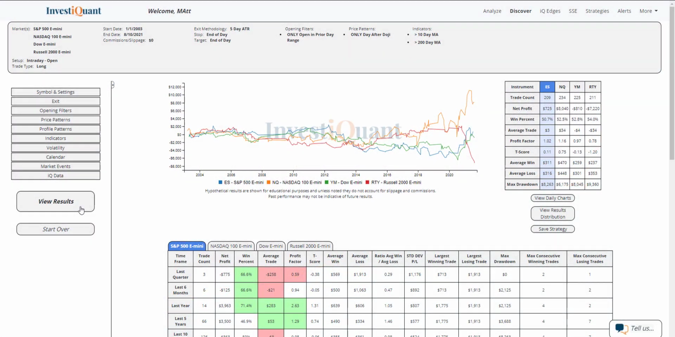And here we go. These are the results based upon entering the market long at 9:30 a.m. Eastern Time and exiting at 4:15 p.m. Eastern Time. When you open within the prior day range, and the prior day was a doji candlestick in a bull market environment. Historically, we've got 209 samples to look at in the S&P dating back to 2003. There's 234 in the NASDAQ, 225 in the Dow, and 211 in the Russell.